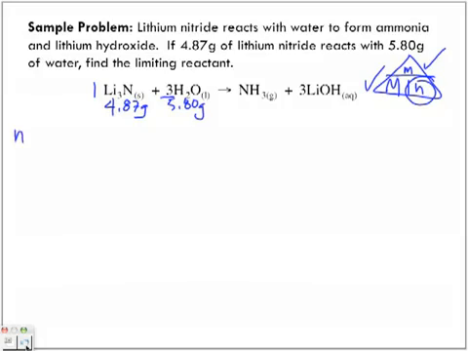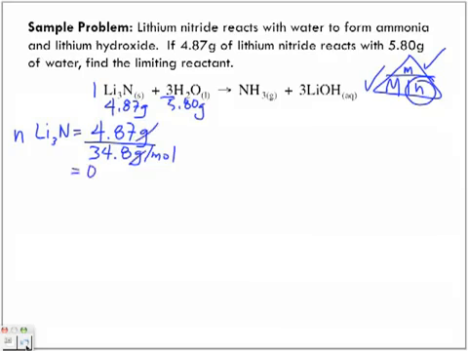So the n of lithium nitride. We start off with our mass, which is 4.87 grams, and we're going to divide it by the molar mass of lithium nitride, which is 34.8 grams per mole. Grams cancel out, leaving me with 0.140 mole of lithium nitride.